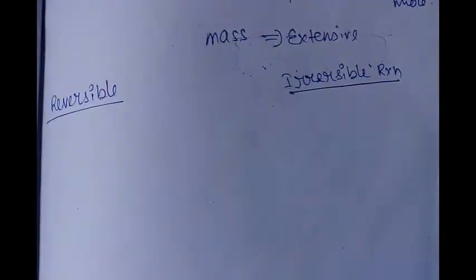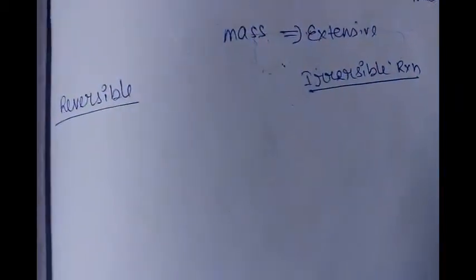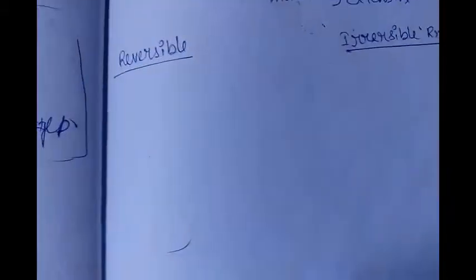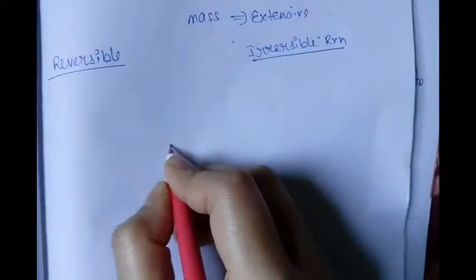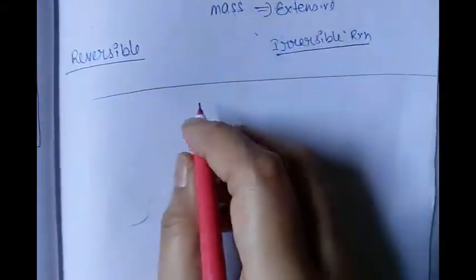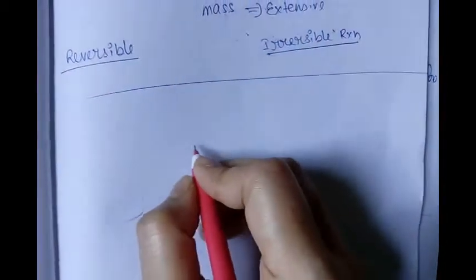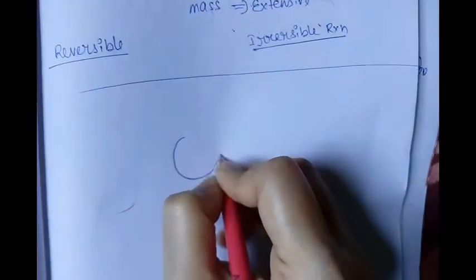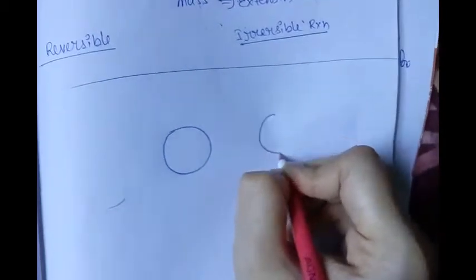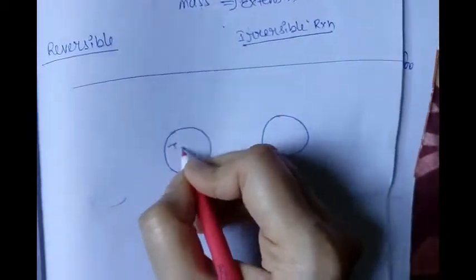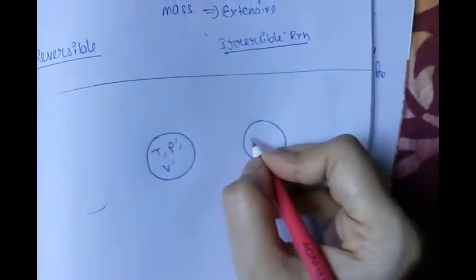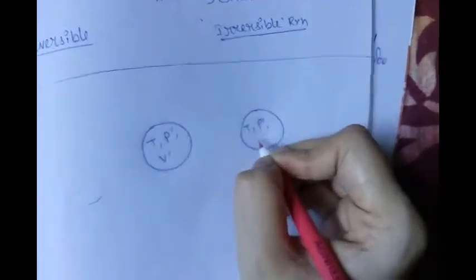Now, to understand reversible and irreversible reaction, at first we have to consider a reaction involving one step and two states. Suppose a reaction having two states, one with temperature T, P prime, V prime, and another with temperature T, P double prime, V double prime.